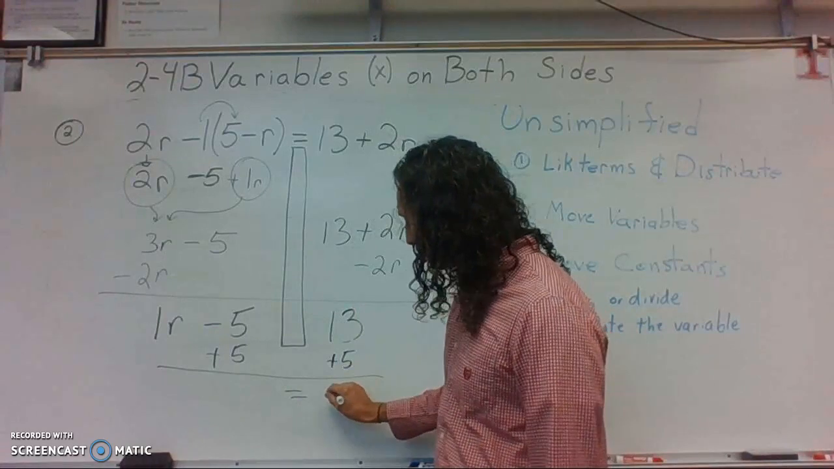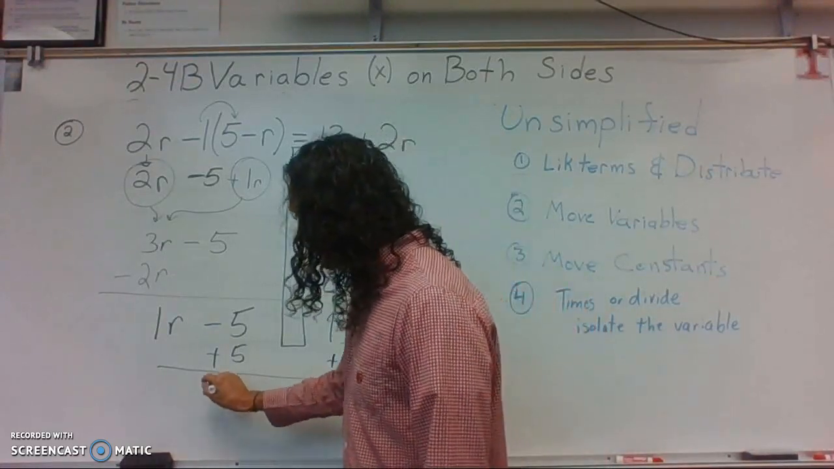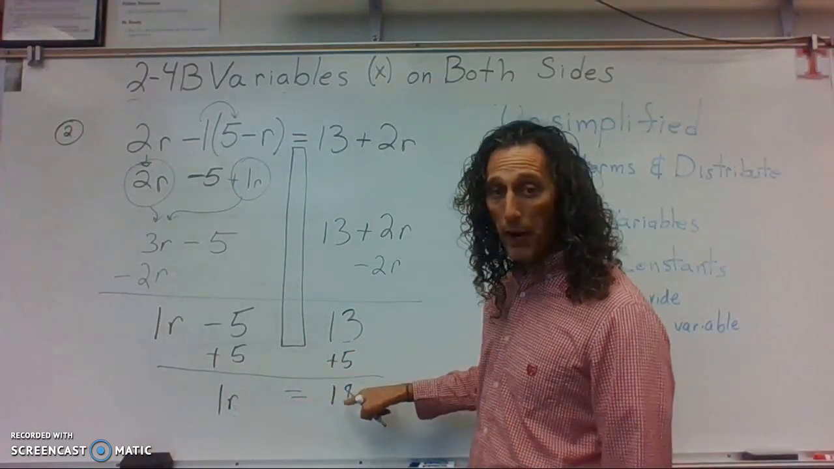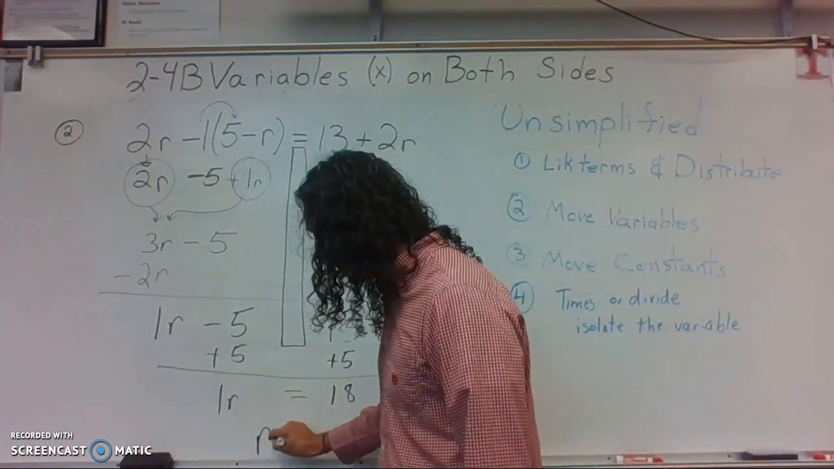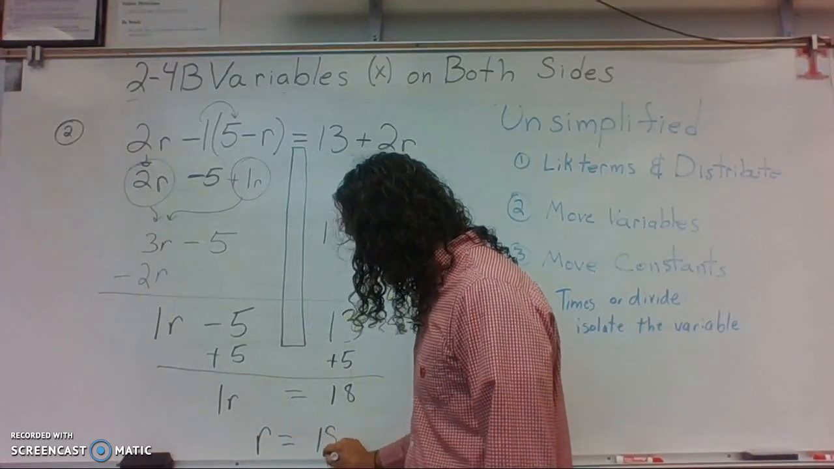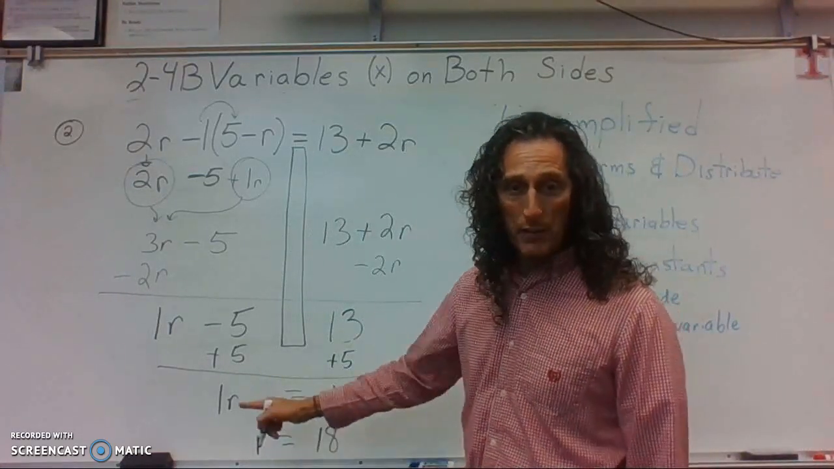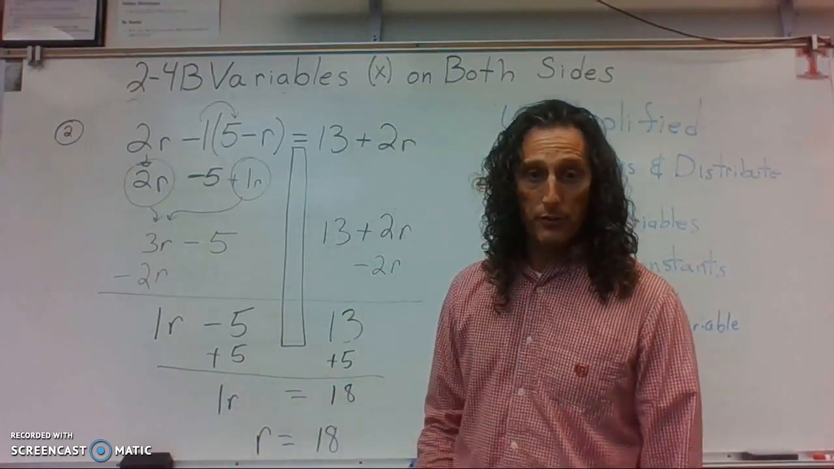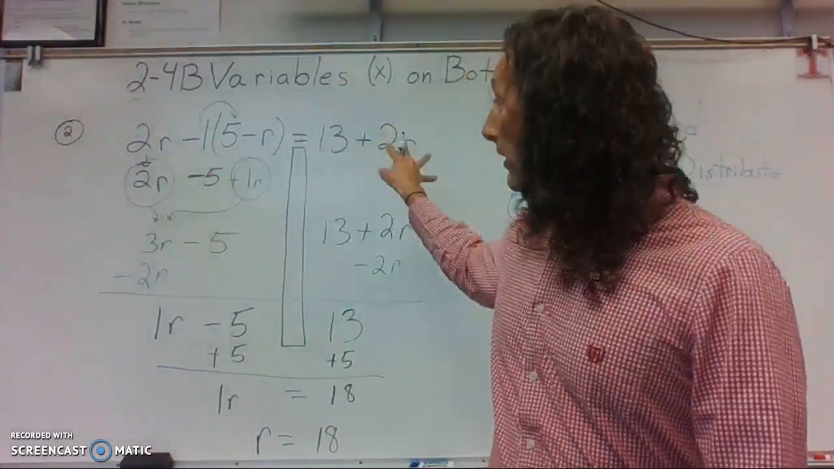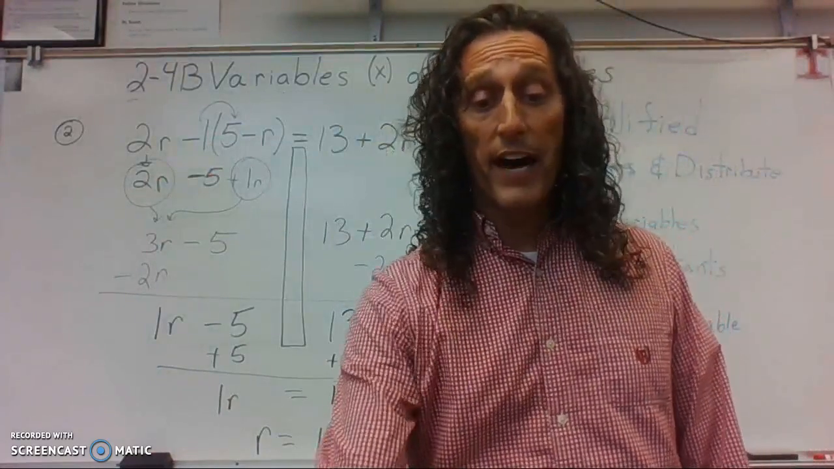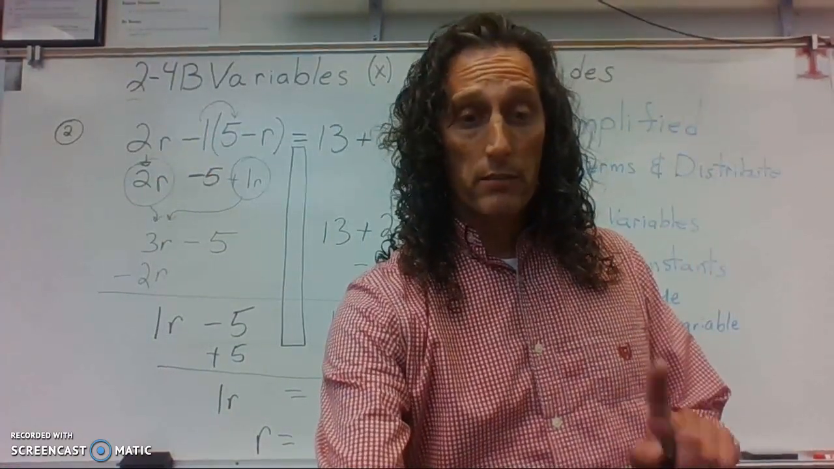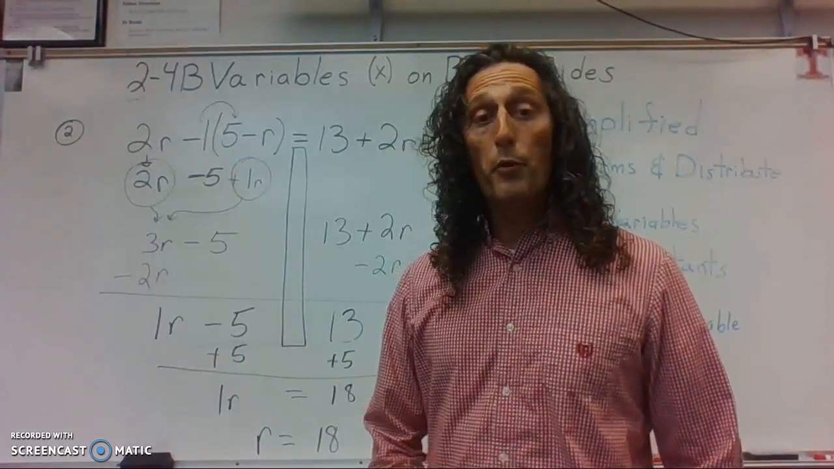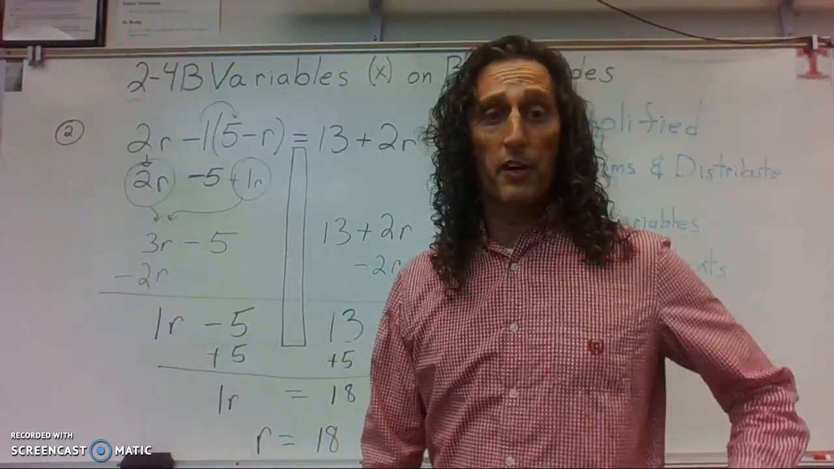We have 13 plus 5 is 18 equals 1r. And divide by 1, divide by 1. Well, that just means r equals 18. Right, if you divide anything by 1, that's going to be your answer. All right, so that's unsimplified variables on both sides. So make sure that these notes are added onto your other notes.